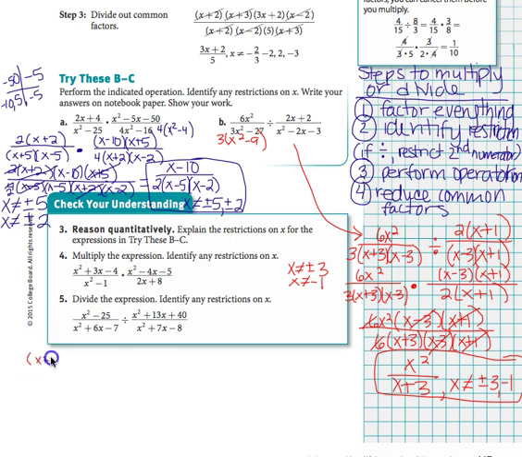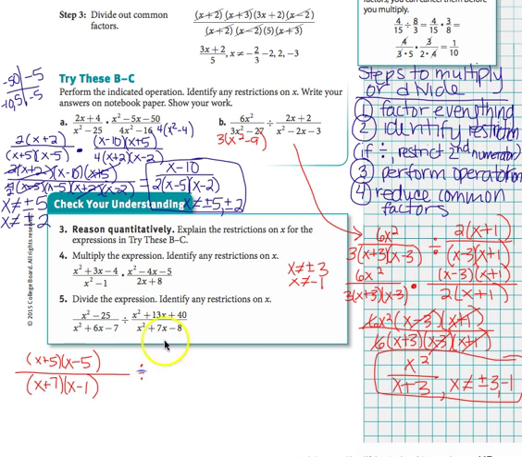All right, so step 1, you were to factor everything. So first numerator is a difference of squares. X plus 5 times x minus 5. Bottom is chart factoring, the numbers that multiply to negative 7 and add to positive 6 would be x plus 7 and x minus 1.